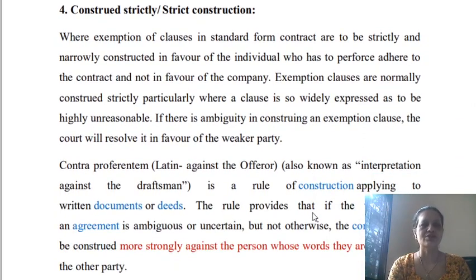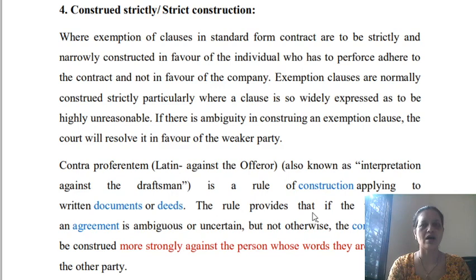Fourth rule, construed strictly, or we can say strict construction, where exemption clauses in standard form contracts are to be strictly and narrowly construed, or construed means interpreted, in favor of the individual who has to perforce adhere to the contract and not in favor of the company. Perforce here means compulsorily, against one's will, and adhere means to follow, to the contract and not in favor of the big company or big organization.